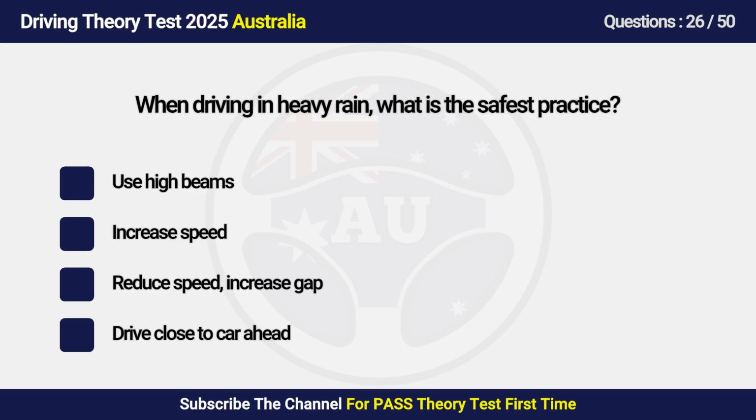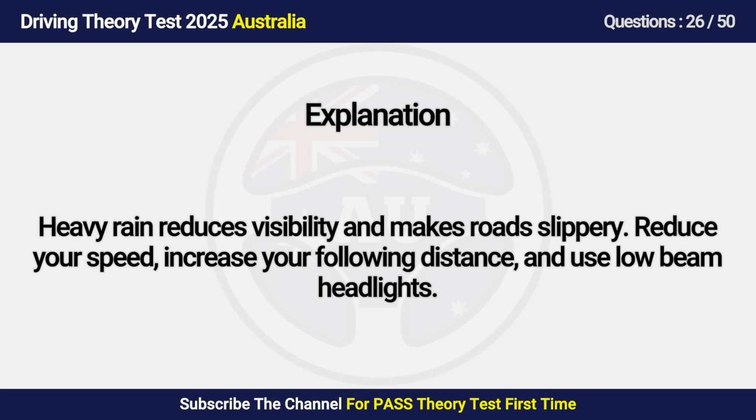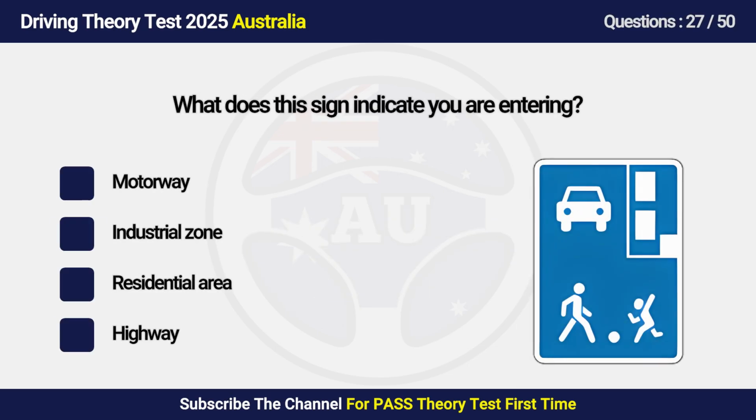A. Use high beams. B. Increase speed. C. Reduce speed, increase gap. D. Drive close to car ahead. Answer is C. Reduce speed, increase gap. Heavy rain reduces visibility and makes roads slippery. Reduce your speed, increase your following distance, and use low beam headlights. Question 27. What does this sign indicate you are entering?